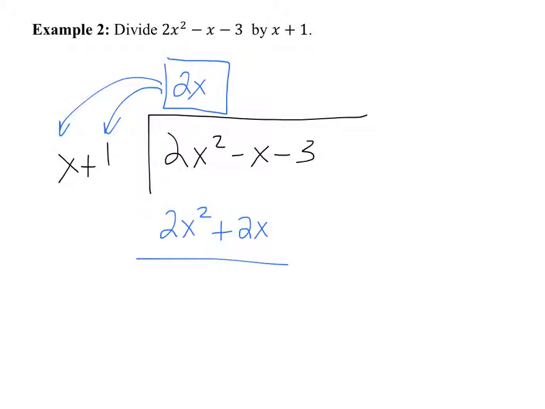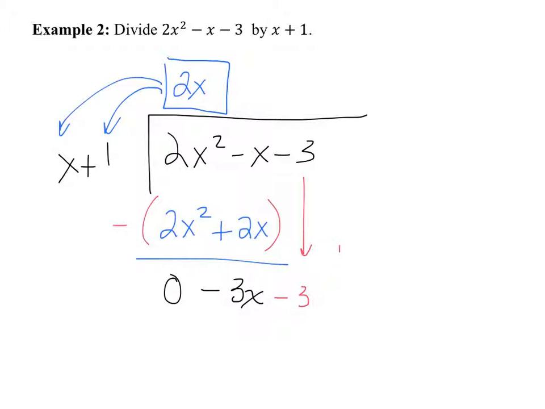And now I have to remind myself that I'm doing long division, so I need to subtract. 2x squared minus 2x squared is 0. Negative x minus 2x is negative 3x. What do I do next? Ben. Bring down the negative 3. Good. Bring down the negative 3. So I have negative 3x minus 3 now.